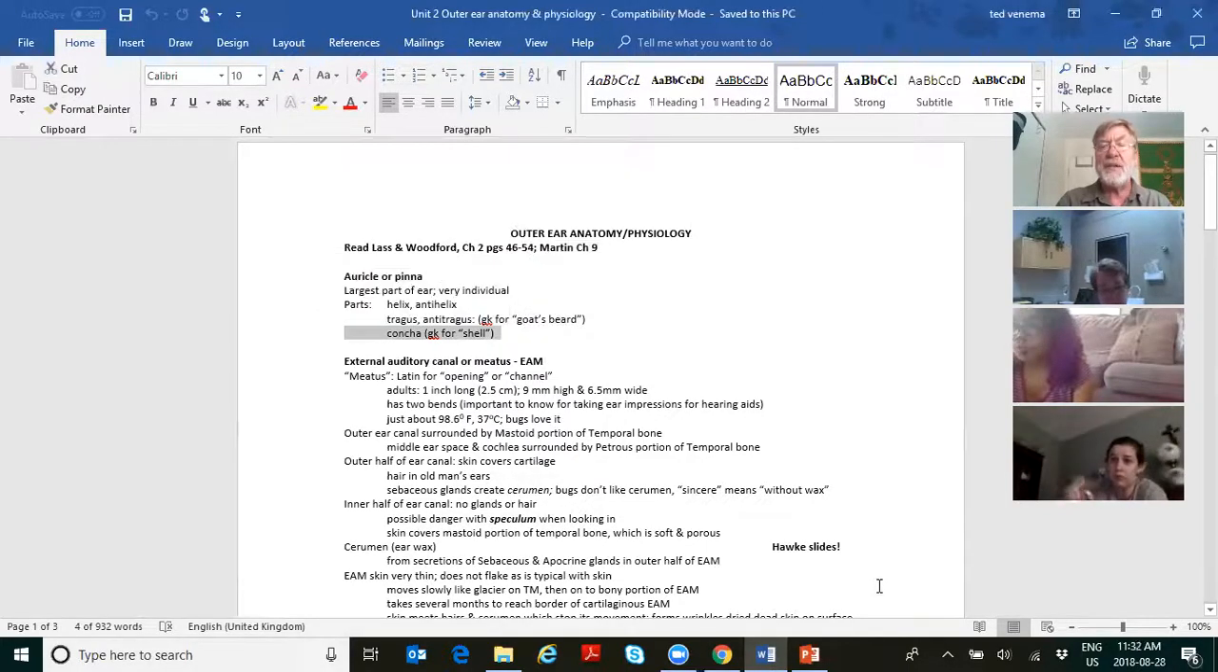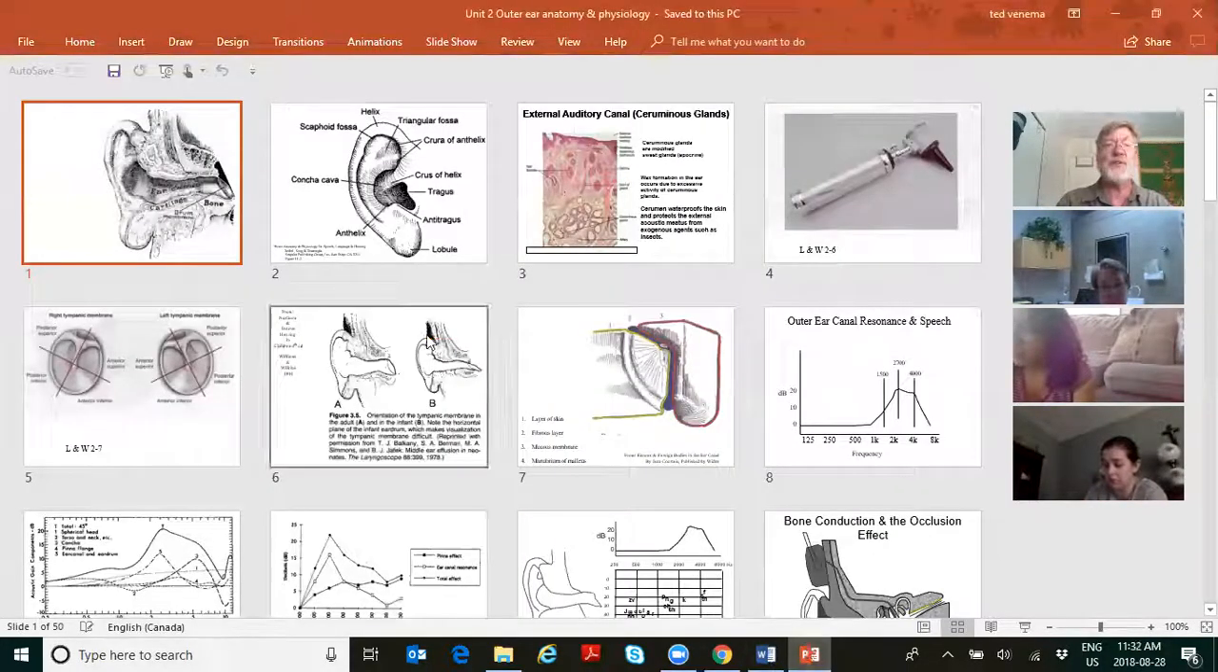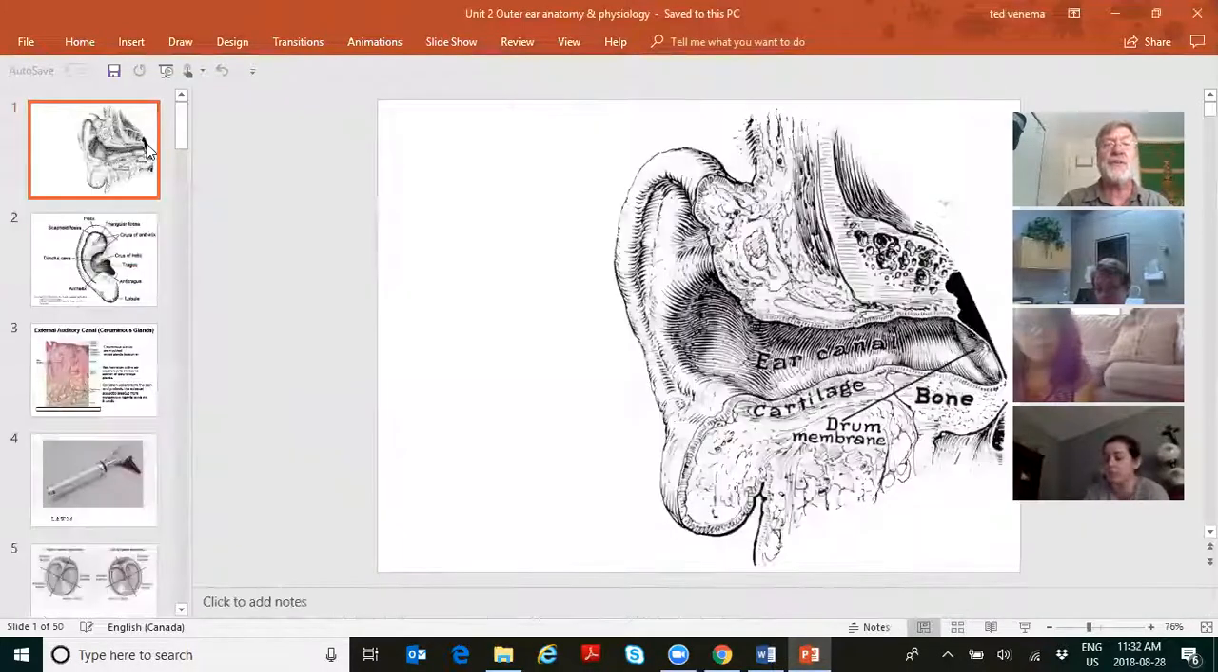Let's take a peek in our PowerPoints to see what that looks like. So here's the outer ear that we even showed you last week. You can see how the skin of the ear canal covers bone in the inner half, but it covers cartilage in the outer half. And that's what I meant when I was grabbing my nose, bending this, okay? Because you can wiggle the outer part of someone's ear canal.